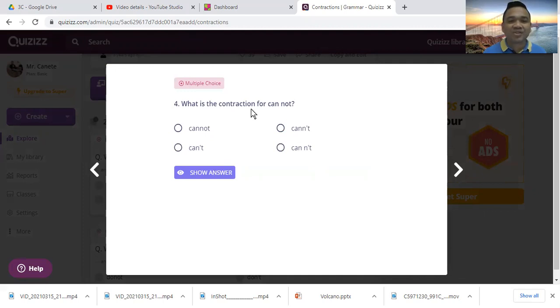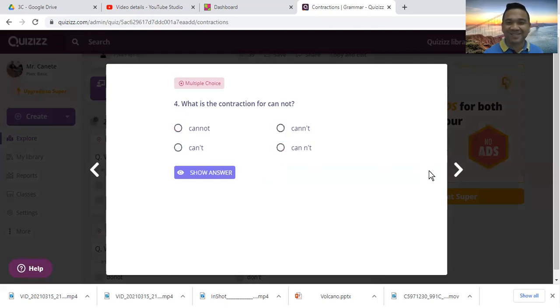What is the contraction for can and not? Again, what is the contraction for can and not? Is it cannot? Is it can't? Look at the spelling. What is the contraction for can and not? If your answer is this one, then you are truly amazing.